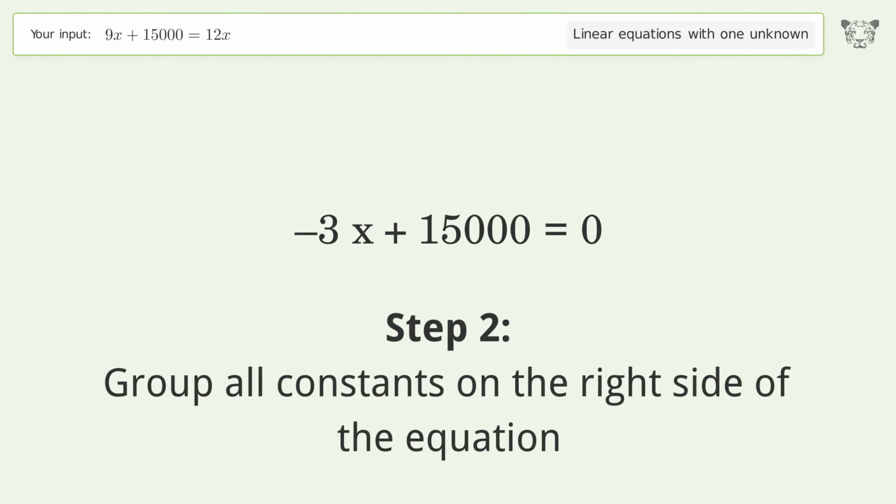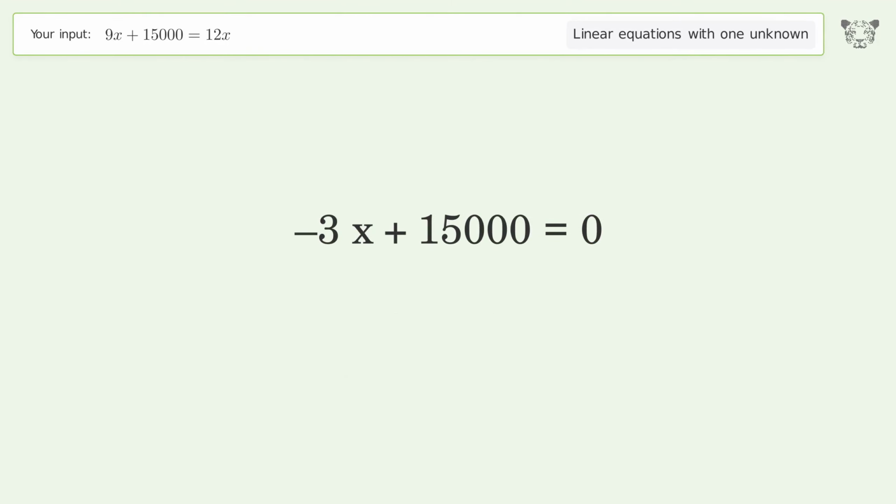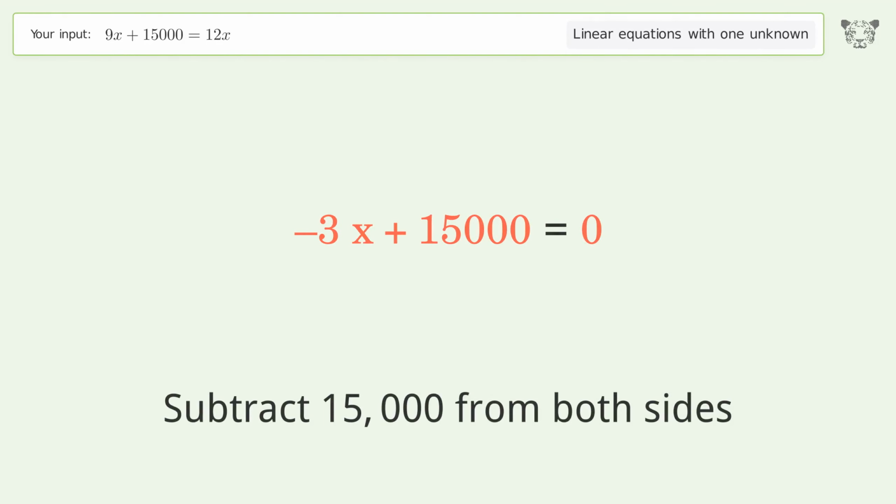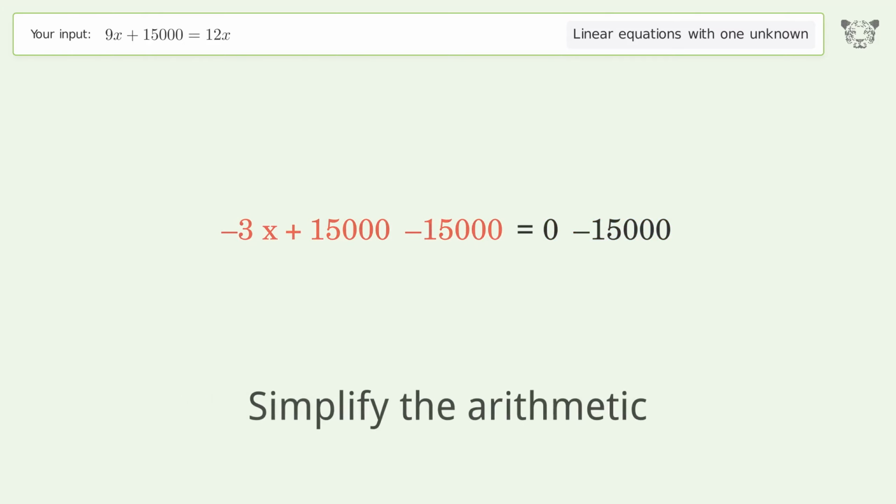Group all constants on the right side of the equation. Subtract 15,000 from both sides. Simplify the arithmetic.